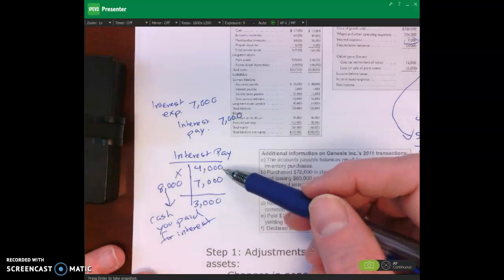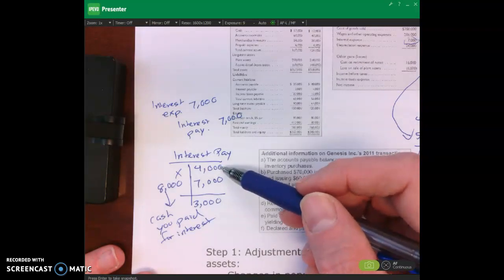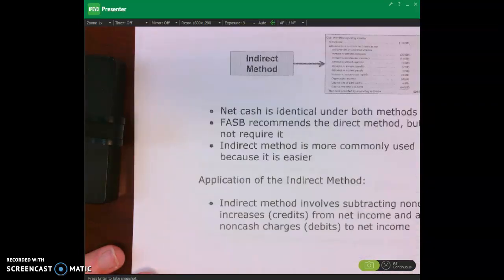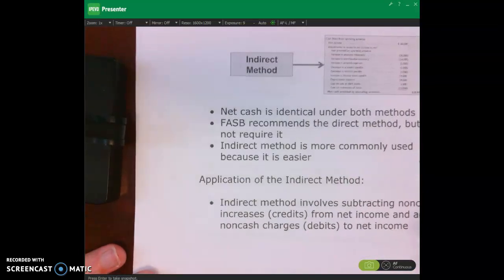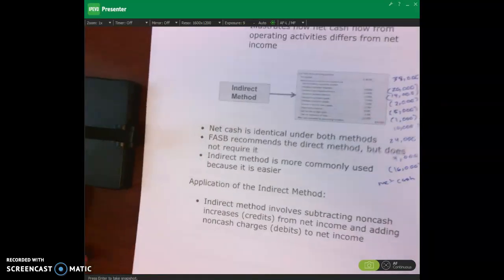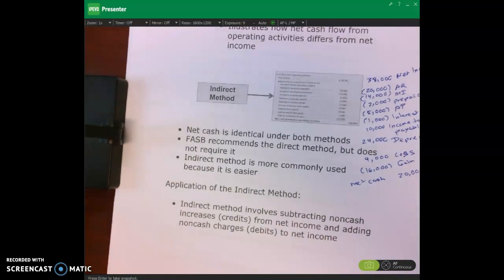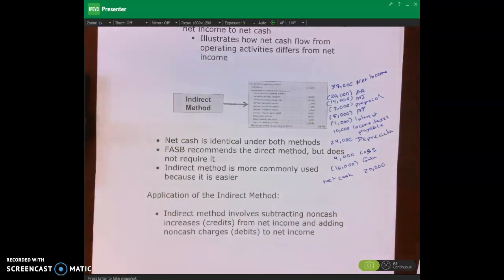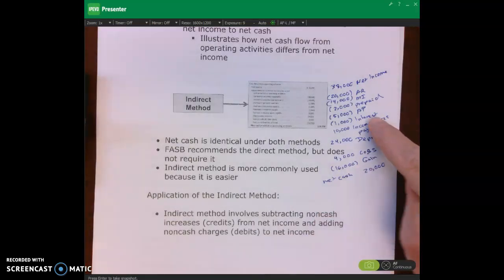So let's look at the difference in the balance. It decreased. So per the rule, this would be subtracted on our indirect method, and we can see that right over here. Our interest payable was $4,000, now it's $3,000, so it decreased. That decrease is subtracted, and we can see that right over here in our indirect method.